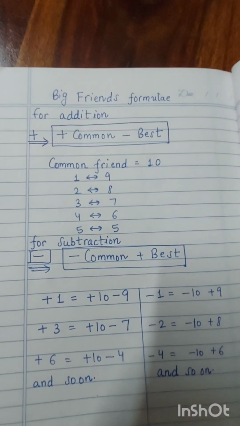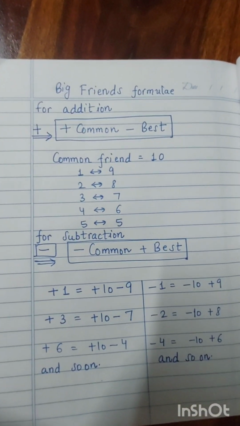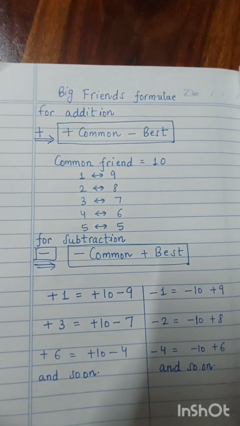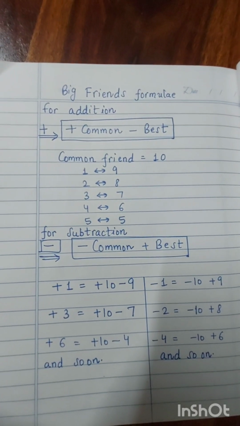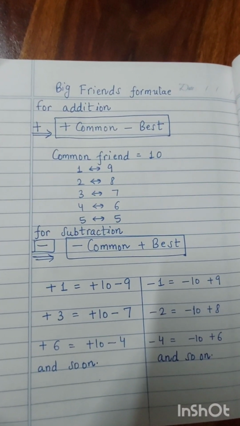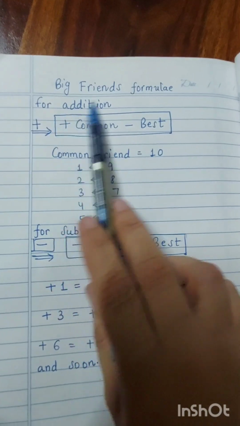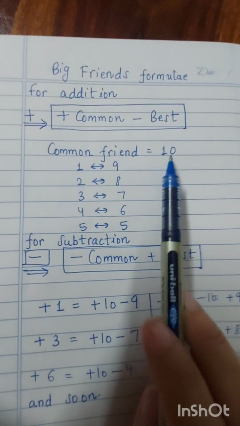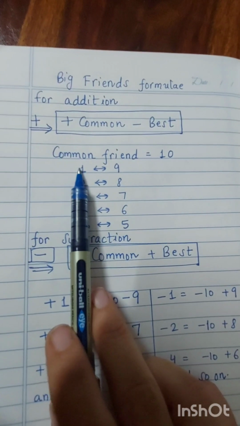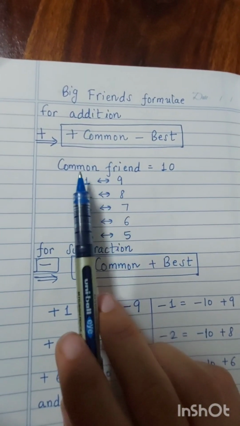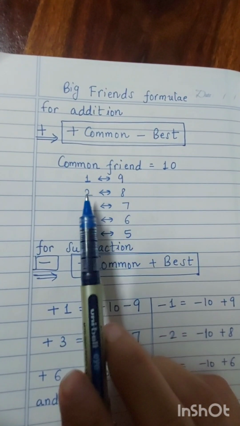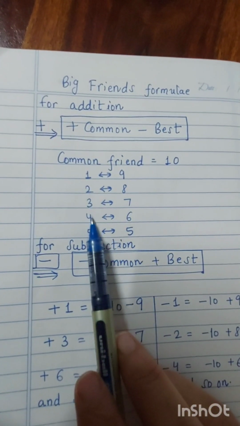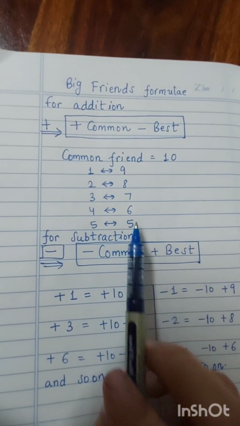Okay, so what are the big friends, what is the common friend, what are the best friends in big friends, I'll share. Just like we have done in small friends, where the common friend was 5, in the same way in big friends the common friend will be 10. And now these are the best friends. 1's best friend is 9, 2's best friend is 8, 3's best friend is 7, 4's best friend is 6, 5's best friend is 5.